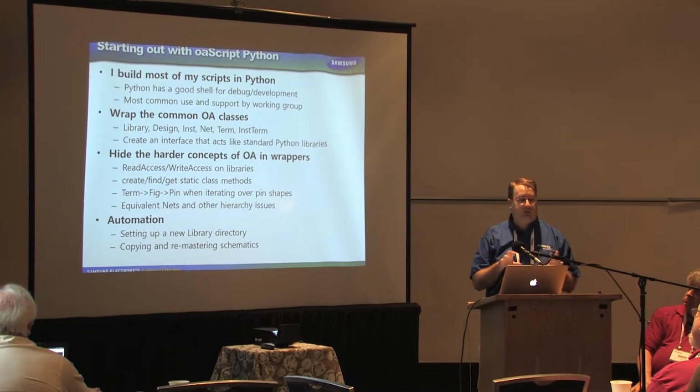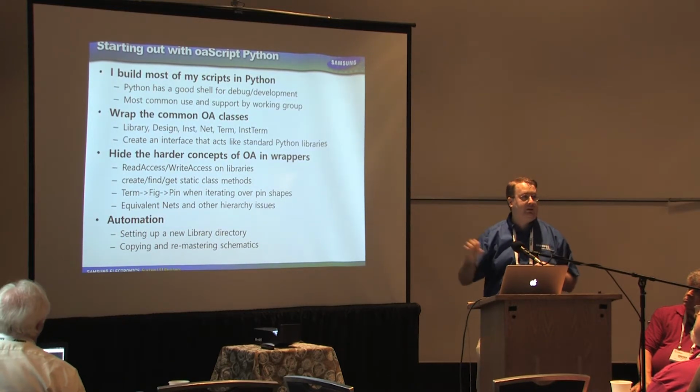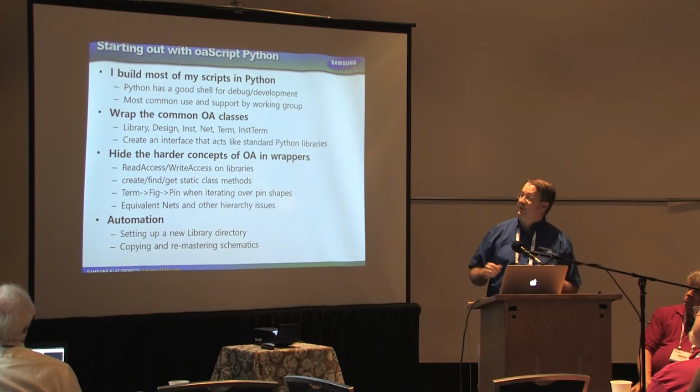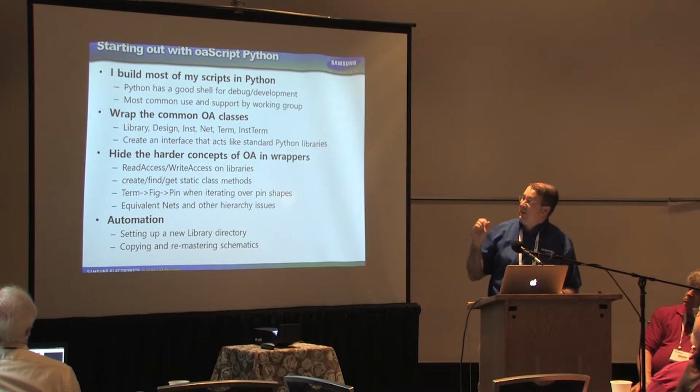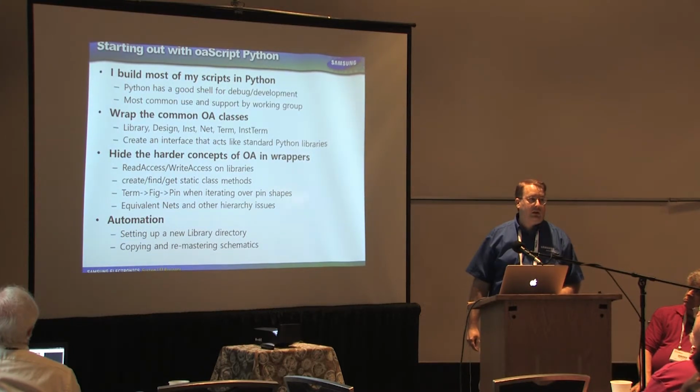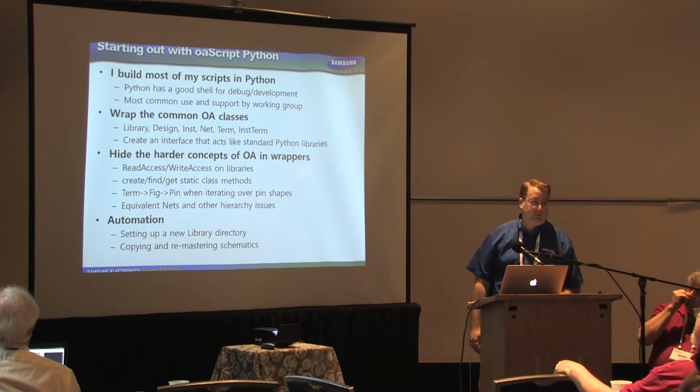There's so many times when I'm doing something, I open a Python shell, I open my design manually, and I'm just typing in manually. I'm not doing scripts. And then I cut and paste that over into my script once I get it working. It has a good shell for that. It's much better than Tickle, and you can do a lot with that. Also, it's the most commonly used, and it's best supported by the working group. The Python. Ruby is probably second, followed by Perl, then Tickle in terms of the languages available.